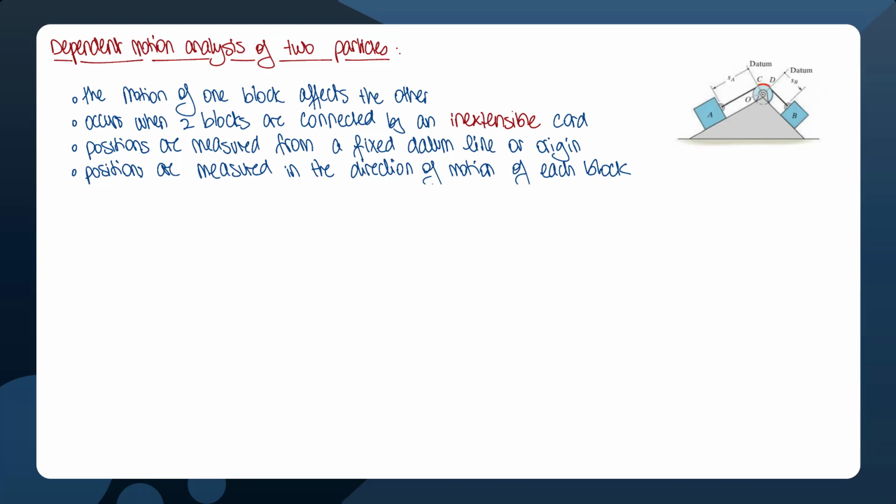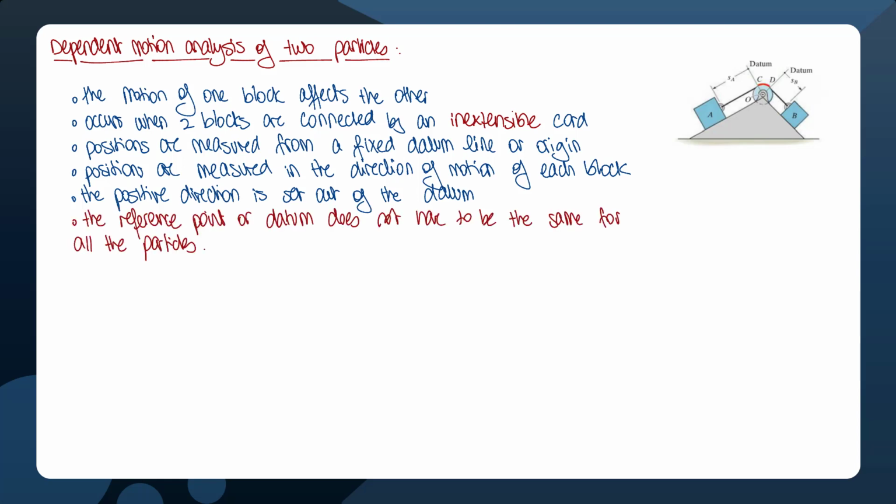The positive direction is always set out of the datum. So if you take your datum to be up, the direction of motion would be outwards. And finally, one should keep in mind that the reference point or datum line does not have to be the same for all the particles. So one can define a datum line for each of the different particles in the problem.